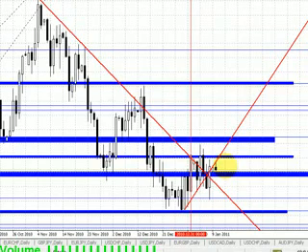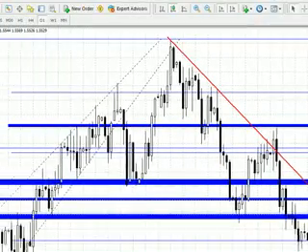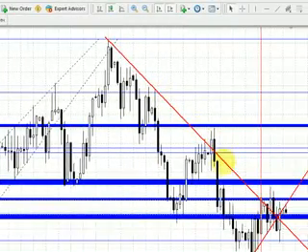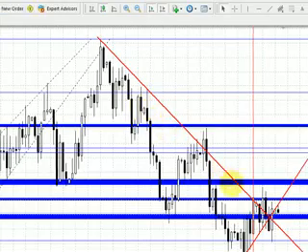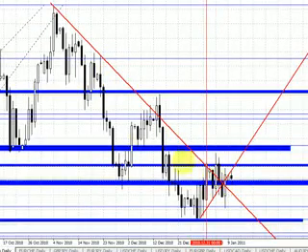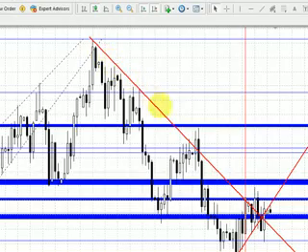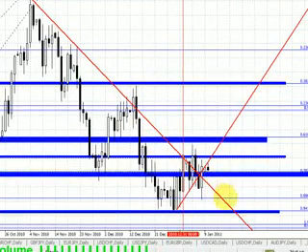Today is the 10th of January 2011, the Monday, and we're looking at the pound dollar daily chart. Now, the pound dollar has got quite volatile over the last few days. You can see here that we've had a major downtrend because the dollar's been a lot stronger than the pound.